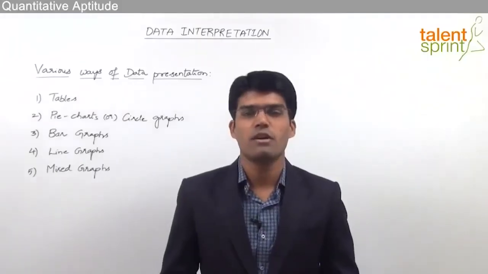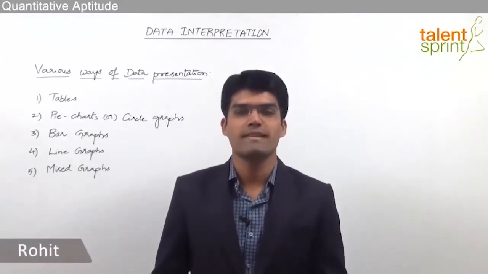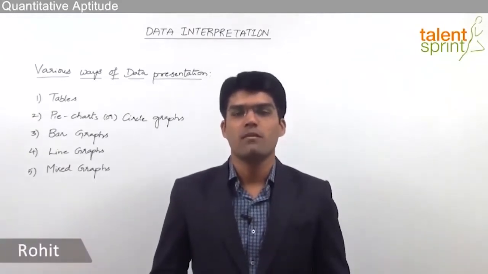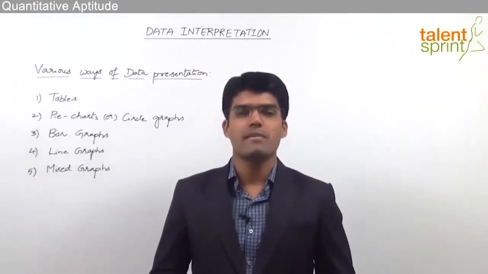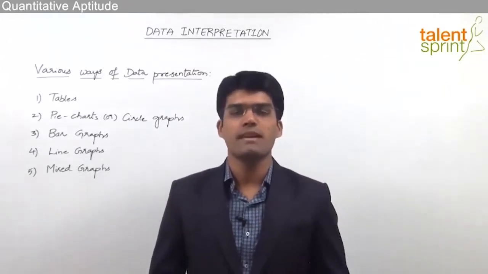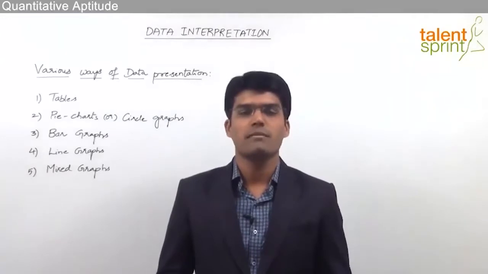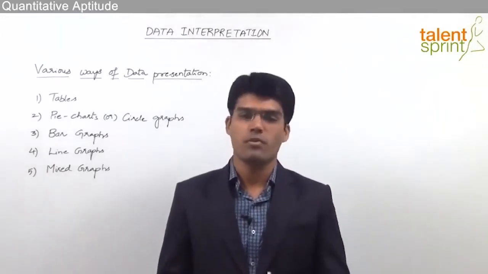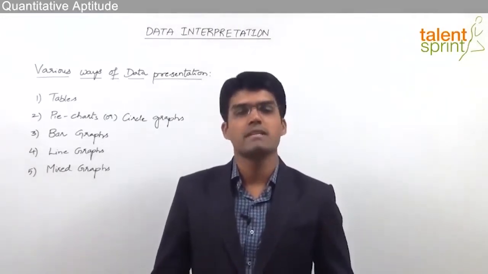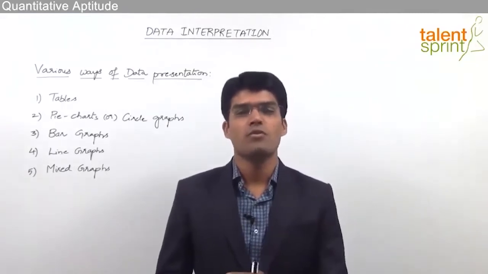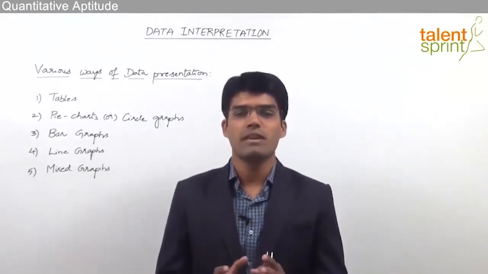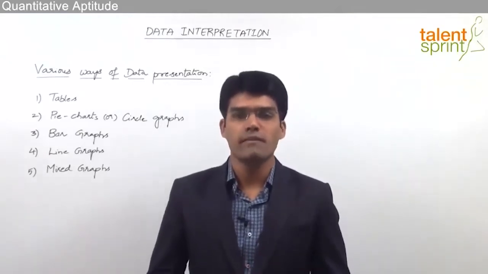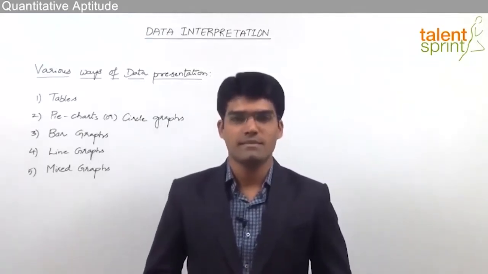In this session, we are going to discuss one very important section of quantitative aptitude, which is data interpretation. In some exams, data interpretation is a separate section by itself, but in bank exams, it forms a part of quantitative aptitude, and its weightage varies from 10 to 45 marks. So very clearly, data interpretation is one very important part of quantitative aptitude section in bank exams.